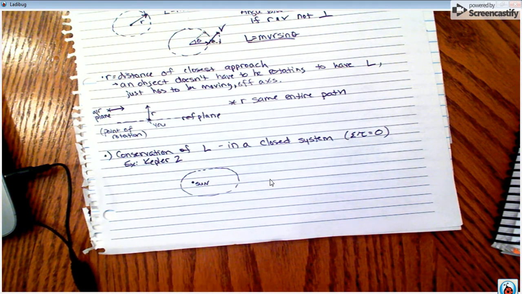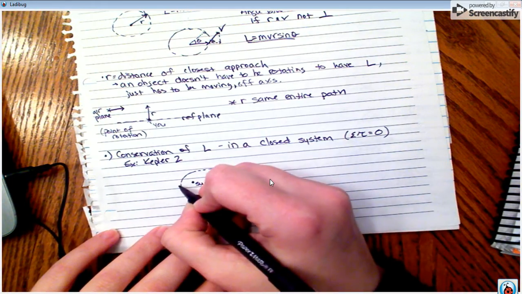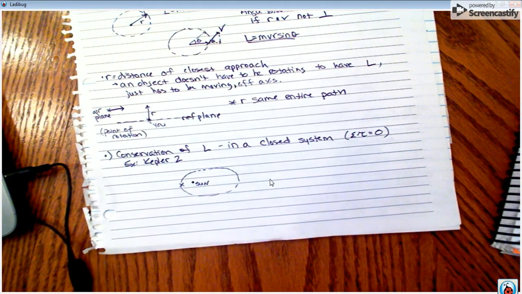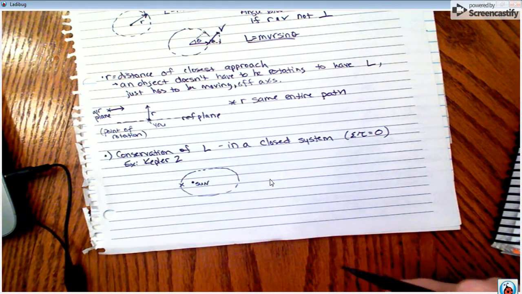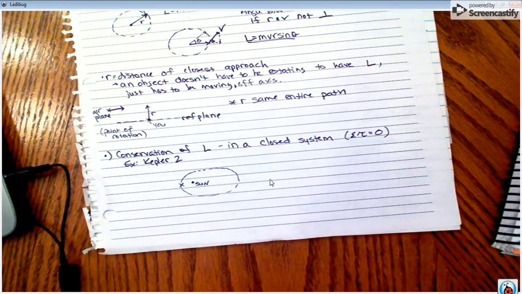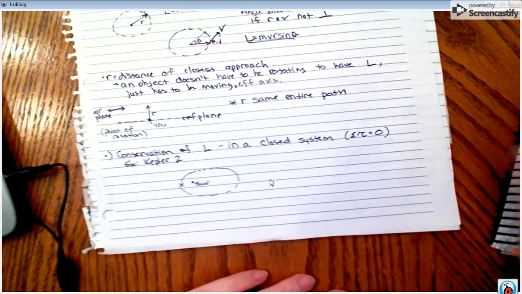That's right, kids. It's moving fastest when it's closest to the sun. Okay, so that's where it's fastest. But we can explain why, using angular momentum. If we look at this system, we have a Sun-Earth system, and it is a closed system.